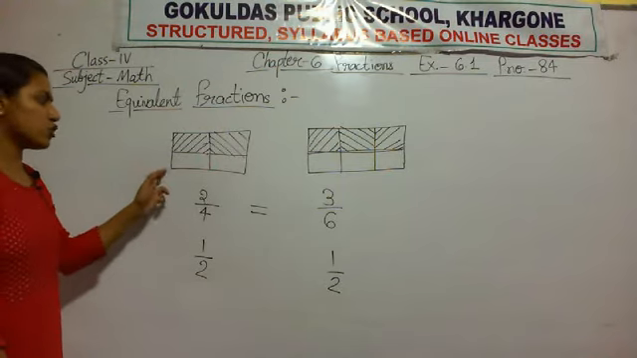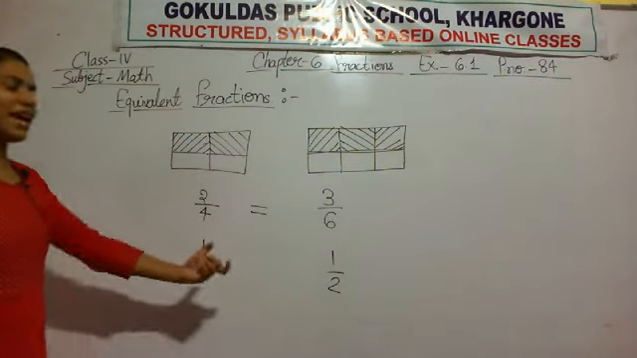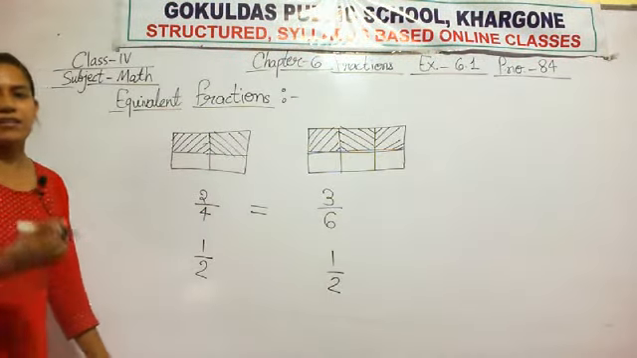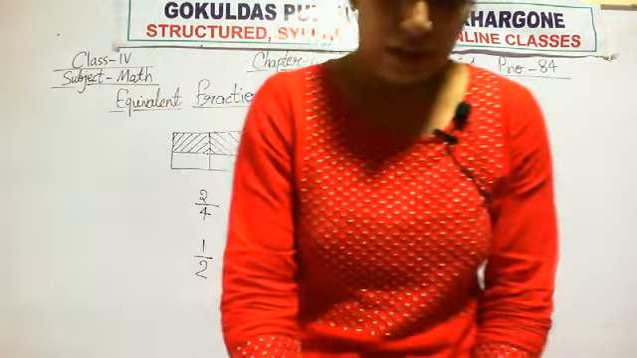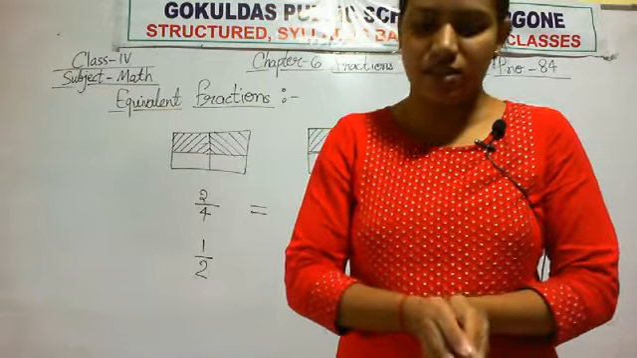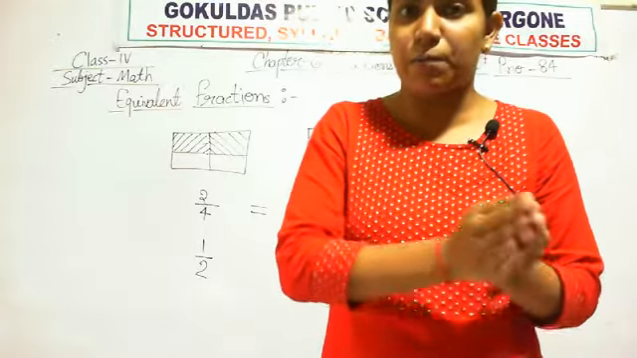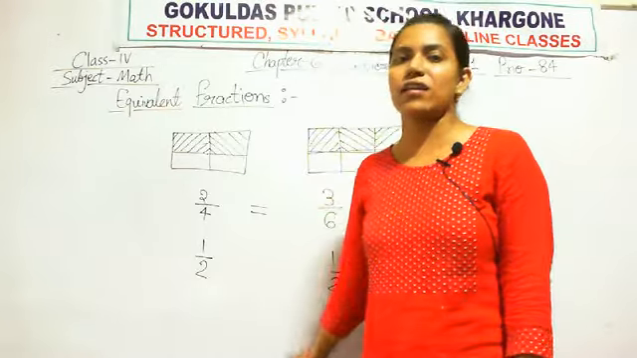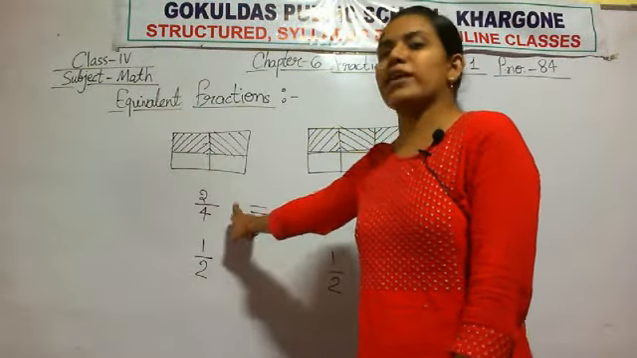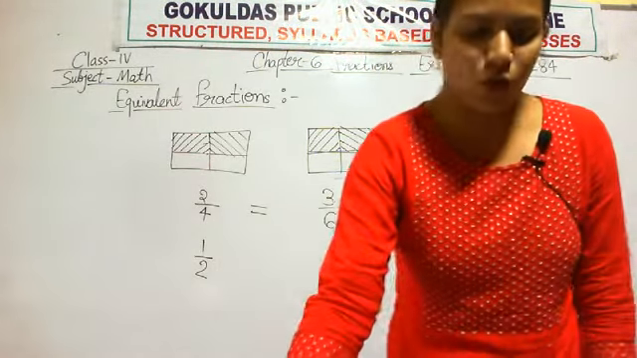This picture is also showing 1 by 2. This picture is also showing 1 by 2. Means they are equal. So 2 upon 4 is equivalent to 3 upon 6. I hope now you understand what an equivalent fraction is. Equivalent fractions are fractions that have different denominators and numerators but their values are equal. Hence we conclude that 2 upon 4 and 3 upon 6 are equivalent fractions.